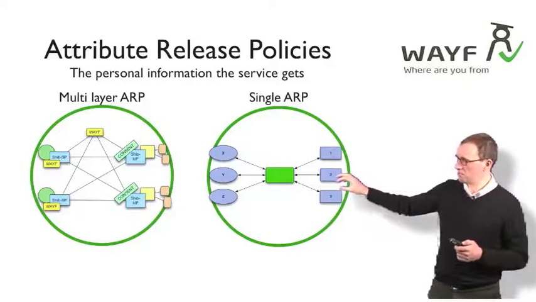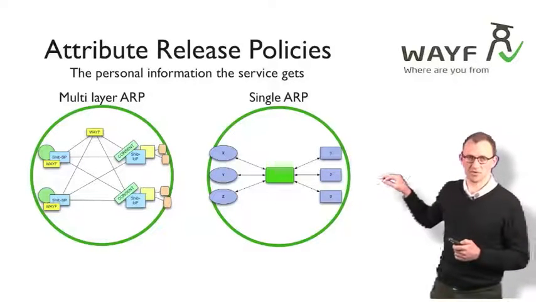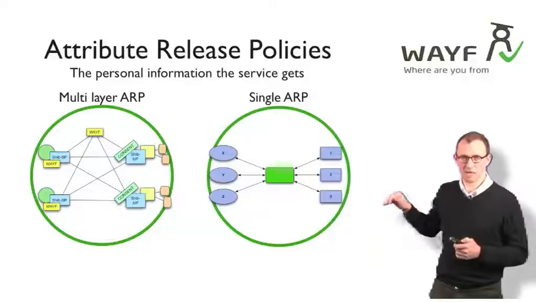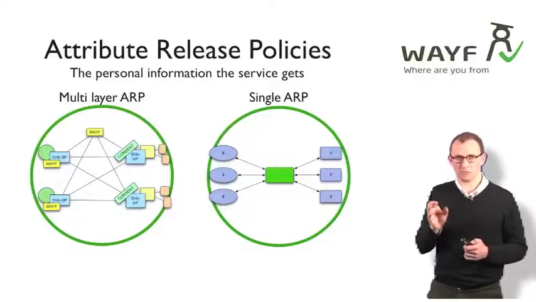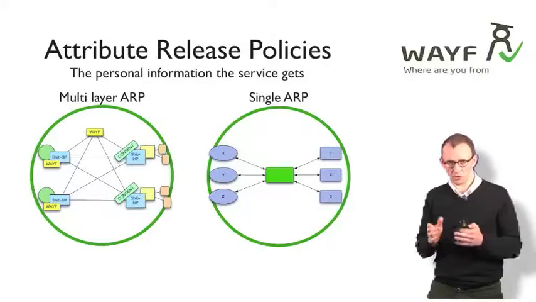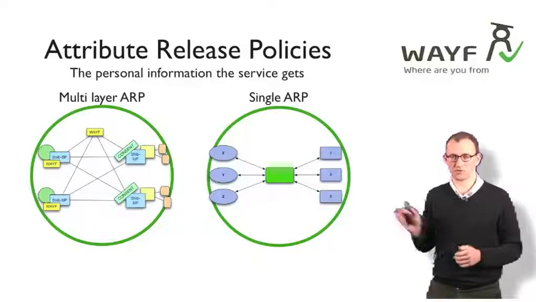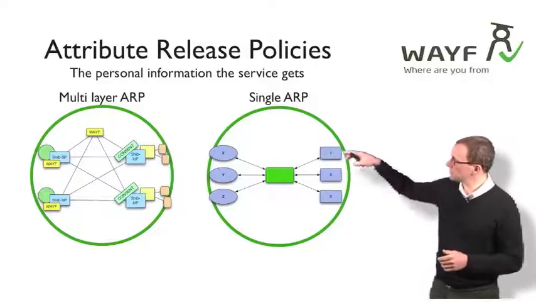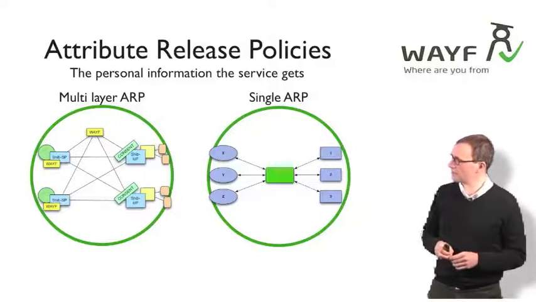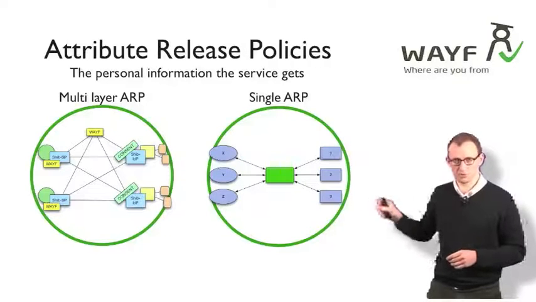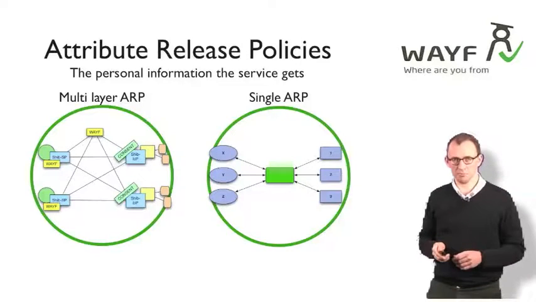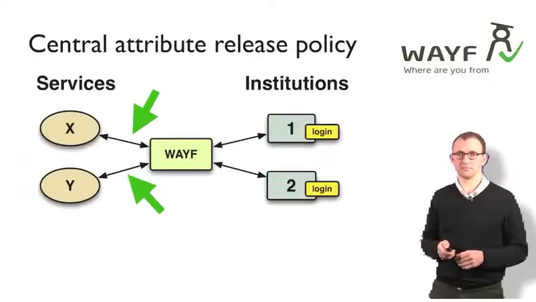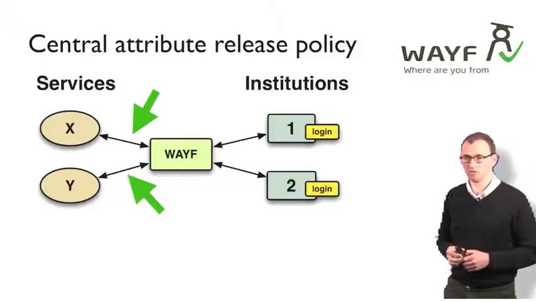Being a central hub with all the users, hundreds of thousands or millions of users behind you, puts you in a much stronger position when negotiating what information to send over to services. And this is one important aspect of the differences between these architectures. So with a central hub, we can negotiate the attribute release profiles quite powerfully, and we make one for each service.